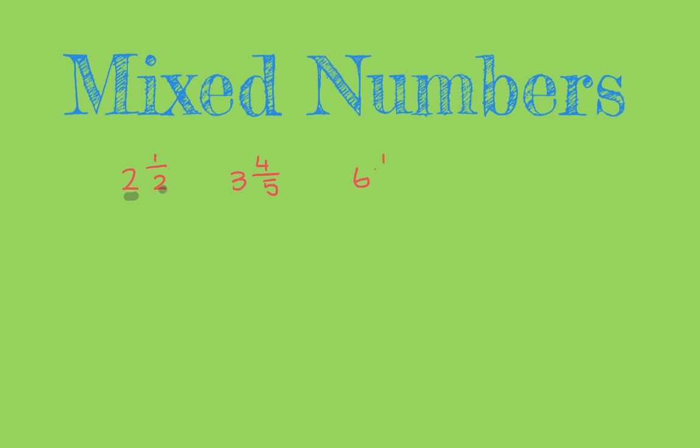3 4/5, whole number and a fraction. 6 1/2, whole number and fractions. So these are our whole numbers here, and our fractions, I'll highlight those. Whole numbers, fractions are 1/2, 4/5, and a half.